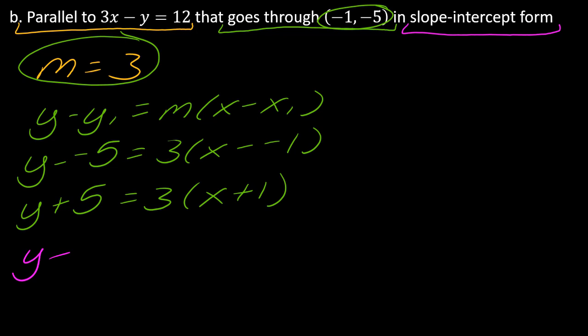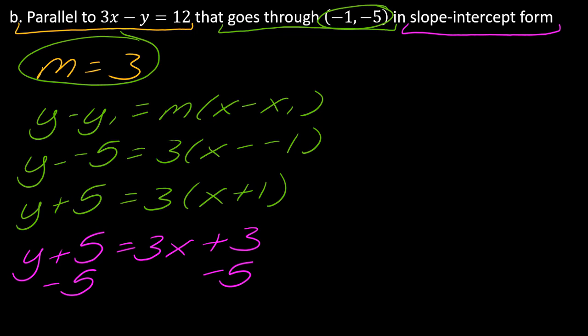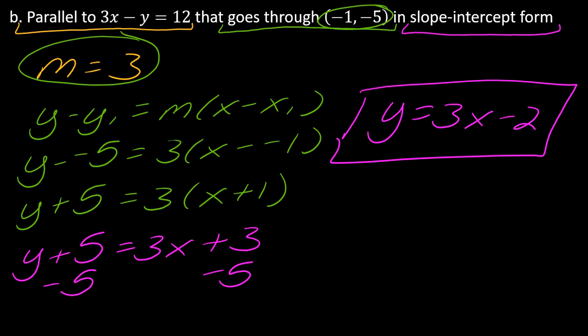Okay, so to finish this, so now I've got y plus 5 equals 3x plus 3. And then all I have to do to finish this off is to subtract off the 5 as shown. So in slope-intercept form, this is going to be 3x minus 2. And so that will be my final answer.